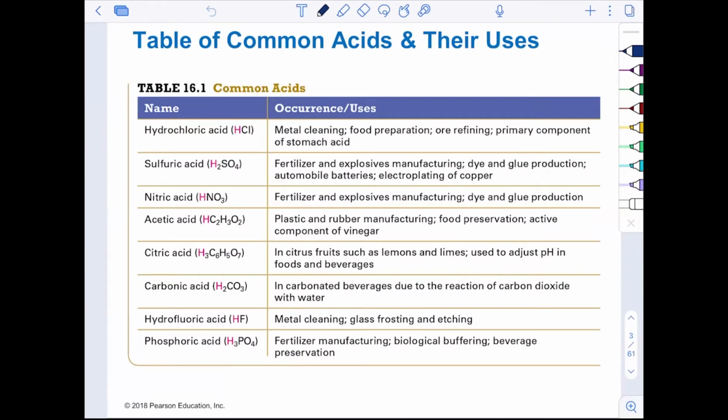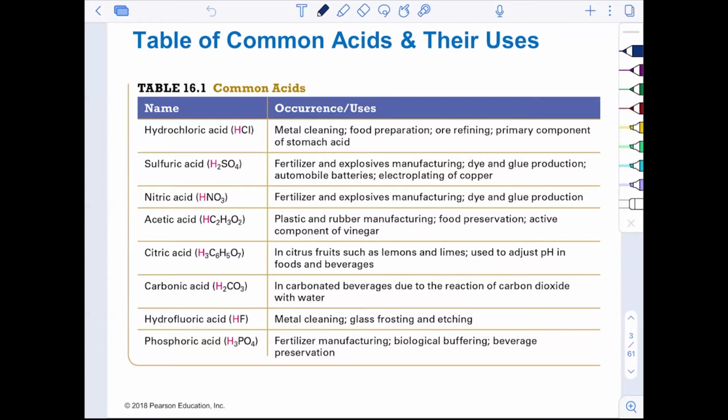HCl, I believe, is one of the most prevalent in chemistry labs. It's also the primary component of your stomach acid. So how your food is digested is from hydrochloric acid. Sulfuric acid and nitric acid are used more in production type chemistries. We might not have seen them. Maybe hydrochloric acid or sulfuric acid is in our lab, but not as readily as hydrochloric acid. Acetic acid is household vinegar.